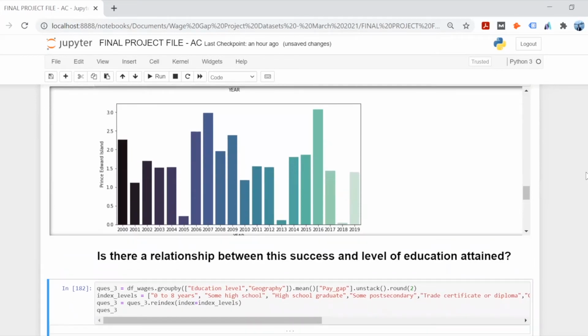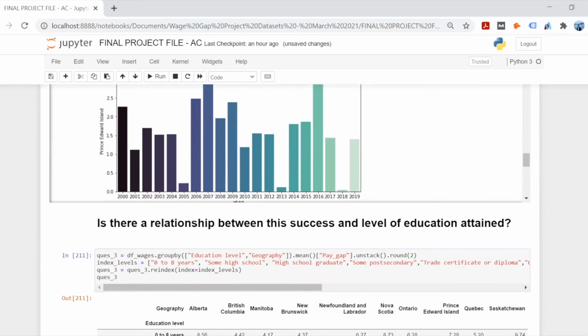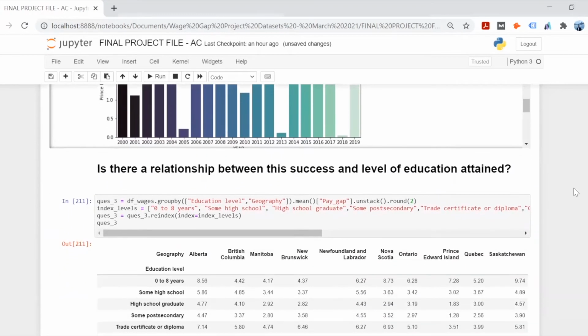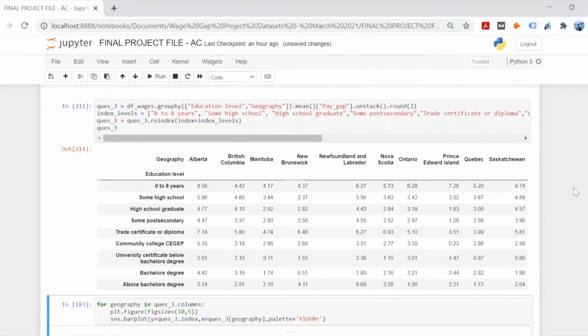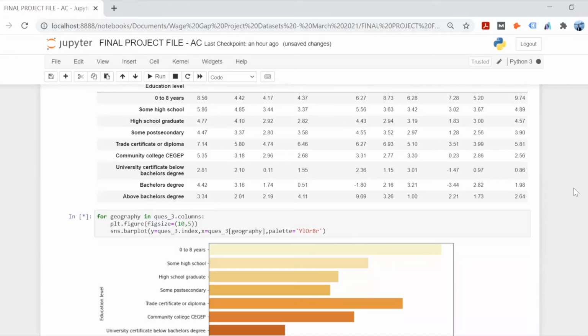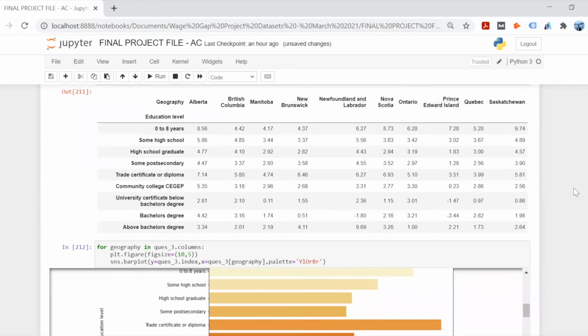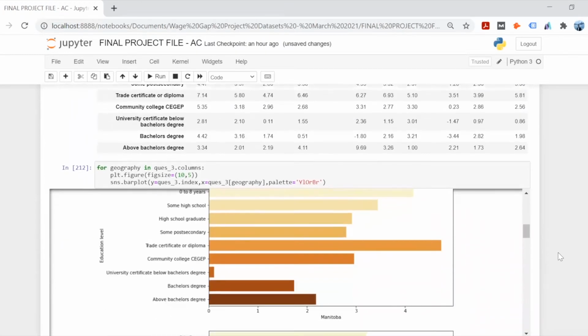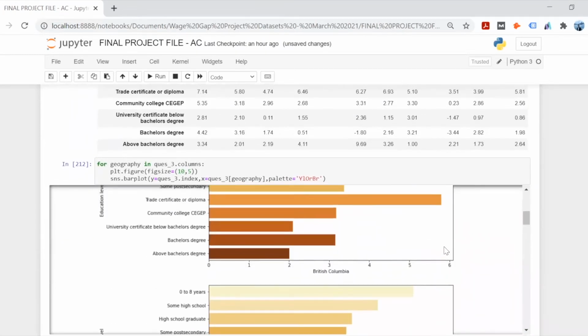For our third question, we are trying to find if there's a relationship between a narrowing pay gap and levels of education. For this purpose, I grouped the data by education level and then by geography. The mean function was used on the pay gap column, after which I got the average pay gap in each province corresponding to education levels from the lowest to the highest. I represented the data using the bar plot and used a predefined palette for color.